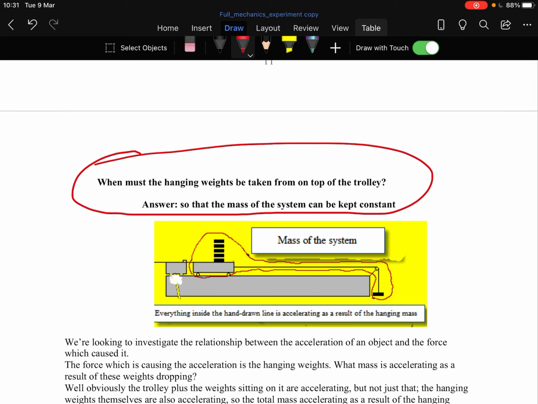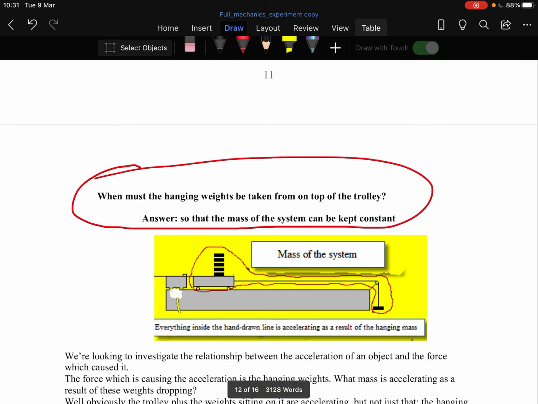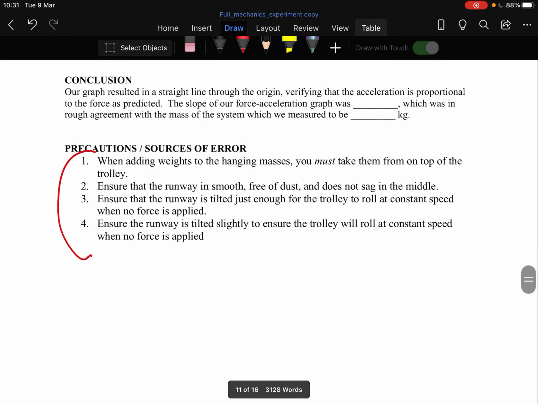Why must the hanging weights be taken from the top of the trolley? So that the mass of the system is kept constant. So the system is the whole thing. It's the trolley plus the weights plus the thing hanging off the side. So if you're adding weights from outside, that'll skew the whole thing. It has to be from one to the other. You have to keep the system constant. Otherwise, it's going to go wrong.